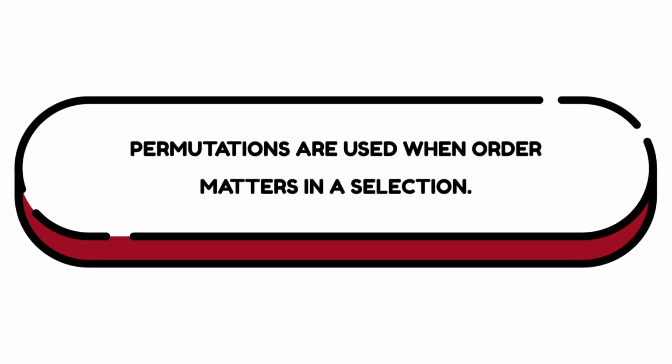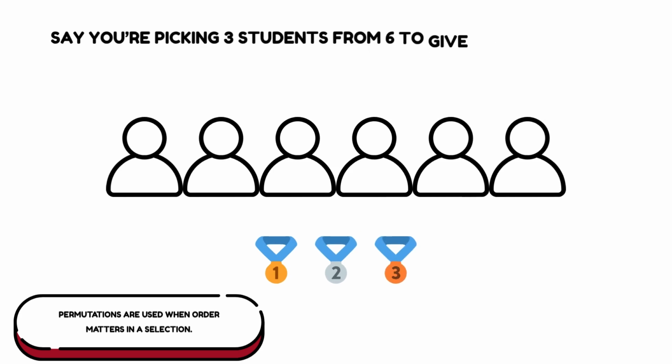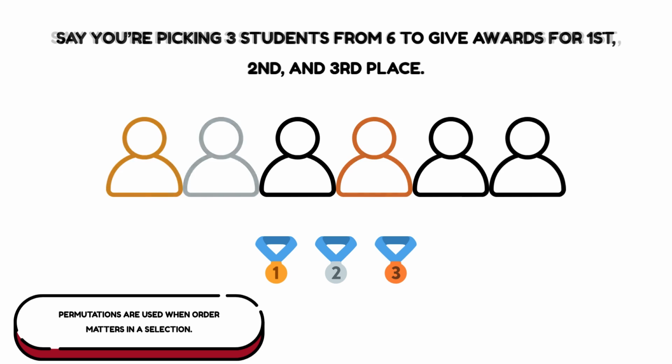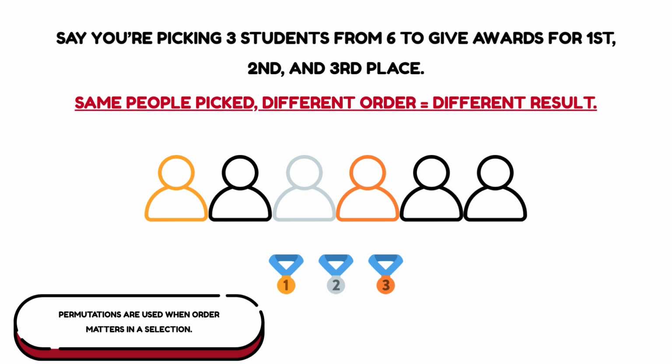So basically what permutations really are is the number of combinations when order matters in a selection. So say you're picking 3 students from 6 to give awards for first, second and third place. So here, if we color code this and we start with the first being golden, second being silver, and third being bronze, then we can arrange it like this or like this, but we can just keep going on like this. So same people picked, different order, different result, and there are so many ways to do this. We cannot possibly keep listing all of these combinations.